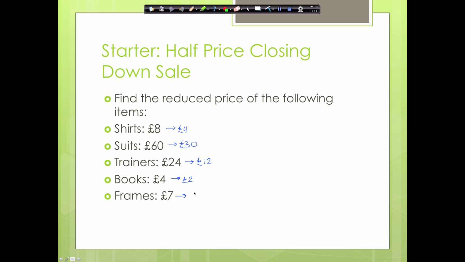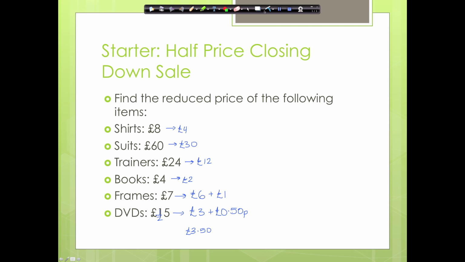For £7, and even for other odd numbers, which tend to be a little bit more tricky, we can split it up into two numbers that are easy to work with. So we know that £6 and £1 gives us the £7. And now if I want to find half of that, or 50%, half of £6 is going to be £3, and half of £1 is 50p. Okay, so we know that in total, 50% or half price of £7 is going to be £3.50.